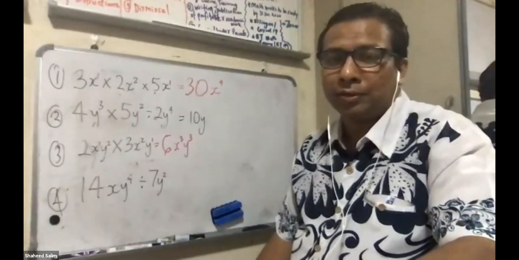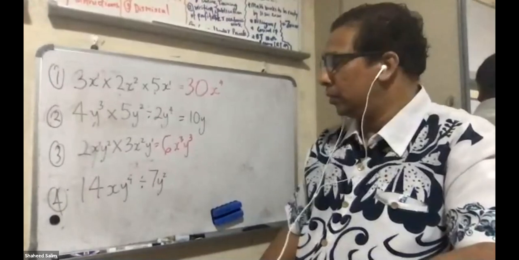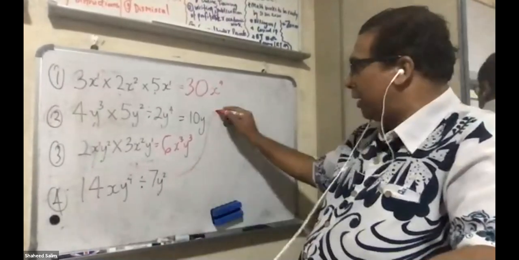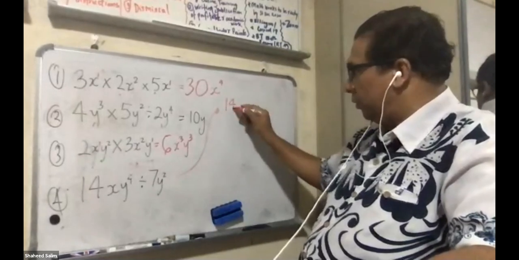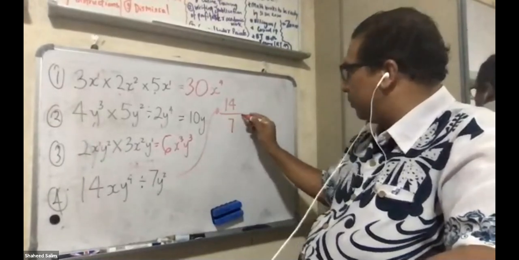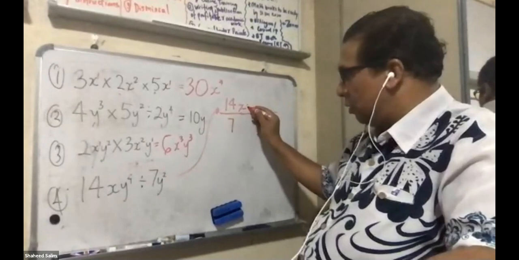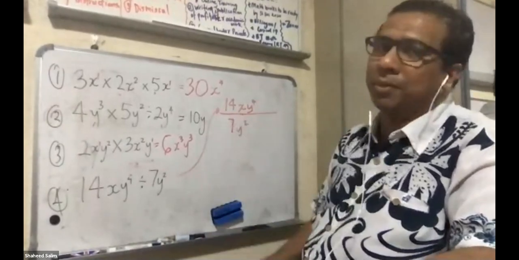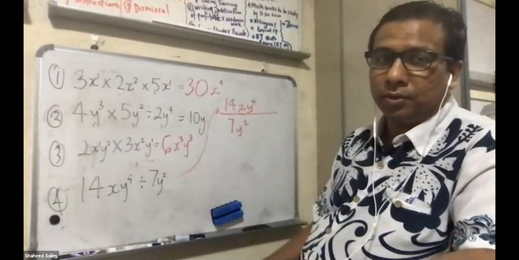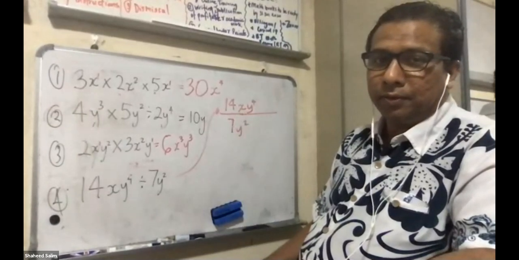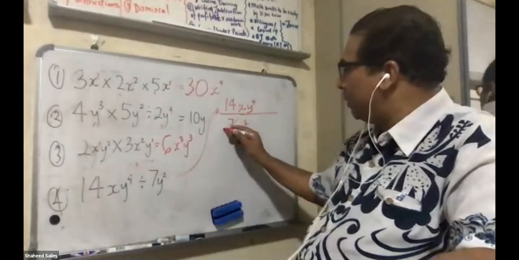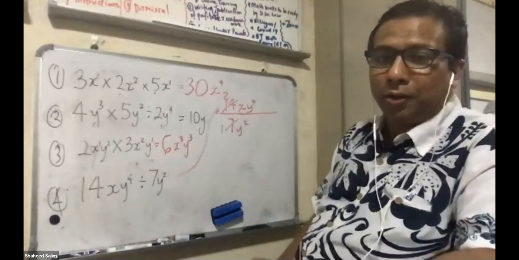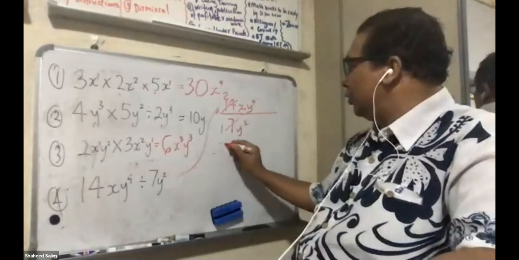For number 2, division problem. Okay, if you're confused by this one, look, I'm going to write it for you like that. 14 over 7, x y to the power 4 over y to the power 2. 14 divided by 7 is how much? 2, right? So divide by 7. This is 2. So this is 2, okay?